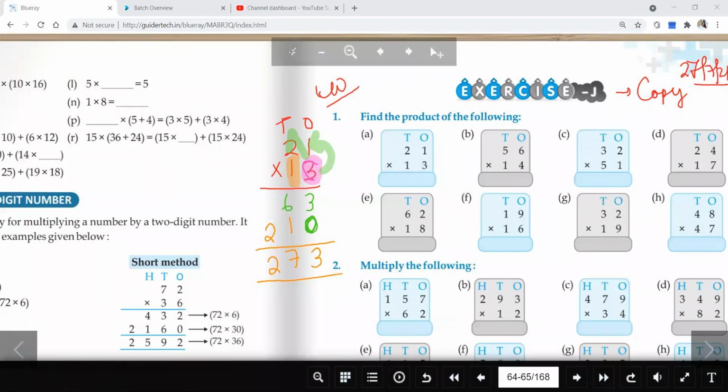So if you understand this, from B to H you try to complete it in the class, and the rest of the two sums will be your homework. Complete it very fast.